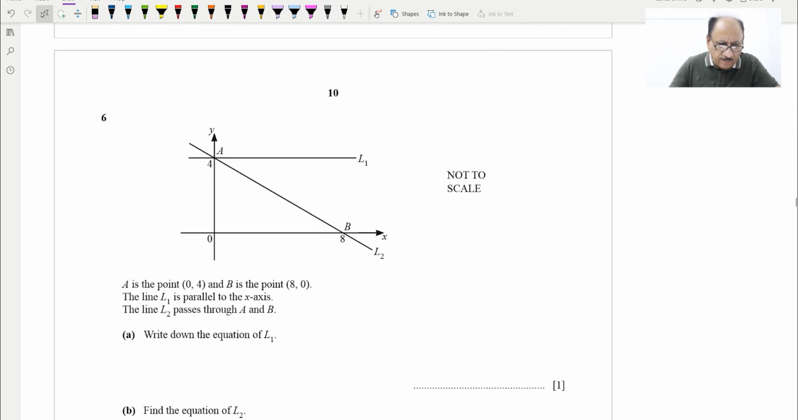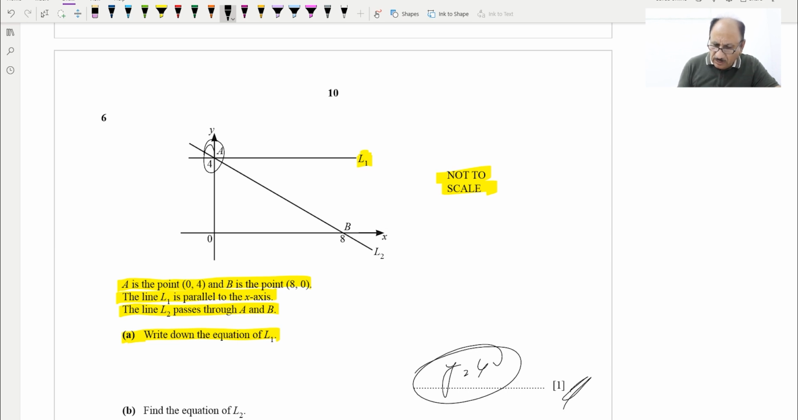Hopefully you understood this. Now question number 6, and question number 6 diagram is provided which is not to scale. A is the point 0,4 and B is the point 8,0, and the line L1 is parallel to the x-axis. L1 is this line which is parallel to the x-axis. The line L2 passes through A and B. So write down the equation for L1. So L1 is parallel to the x-axis, so we know that the y value is 4, so the equation of the line will be y is equal to 4. This will be our answer for 1 mark.